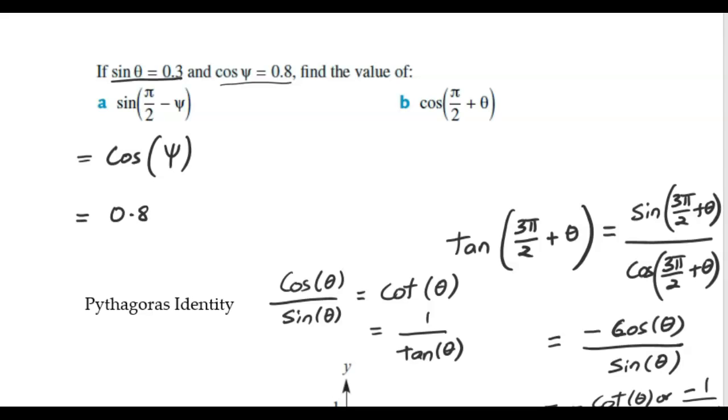In the second example, I have cos of pi on 2 plus theta. Cos of pi on 2 plus theta, second quadrant. Sine is positive, cos is negative. So therefore, this is going to be just equal to negative of sine theta. So that's going to be equal to negative 0.3. And that completes that question there.